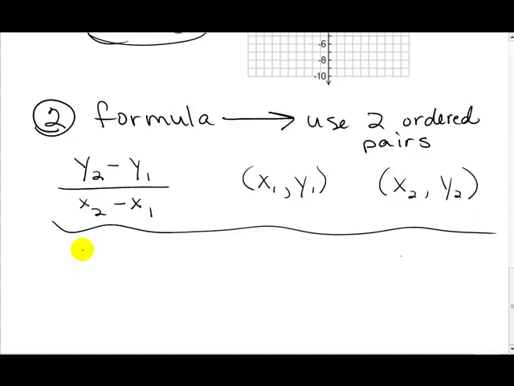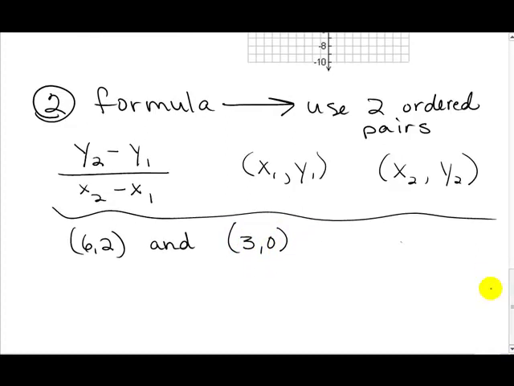So I'm going to take 6 and 2 and 3 and 0. And these are 2 of the ordered pairs that we graphed earlier. I'm going to go ahead and label them x1, y1. See, this is the x and the y of the second ordered pair.